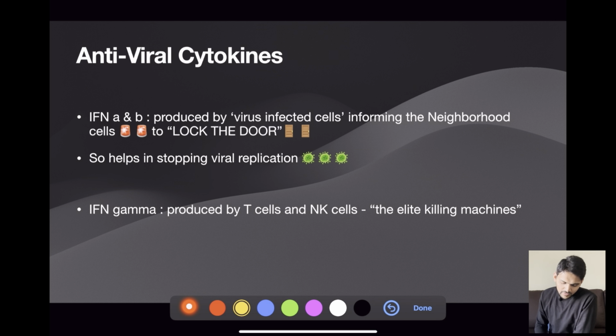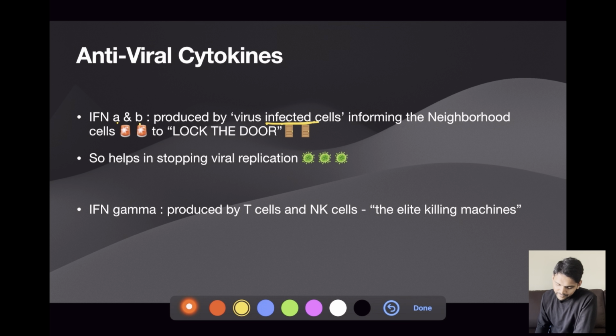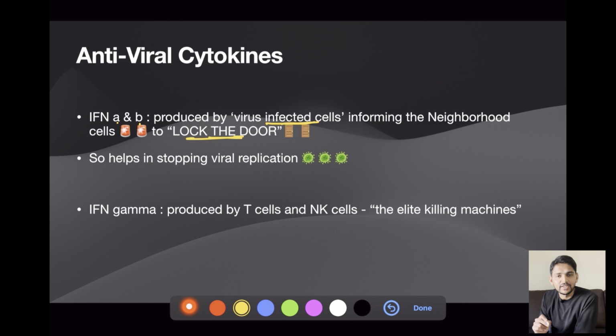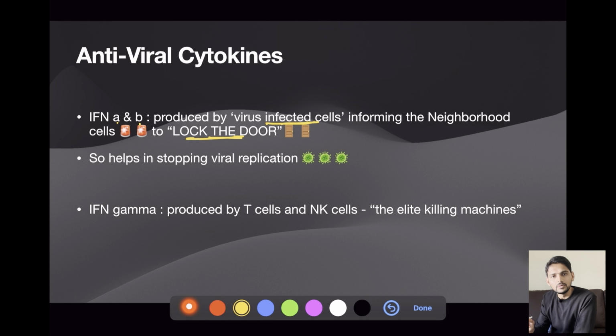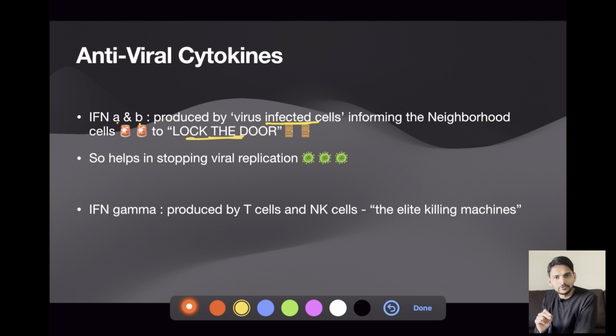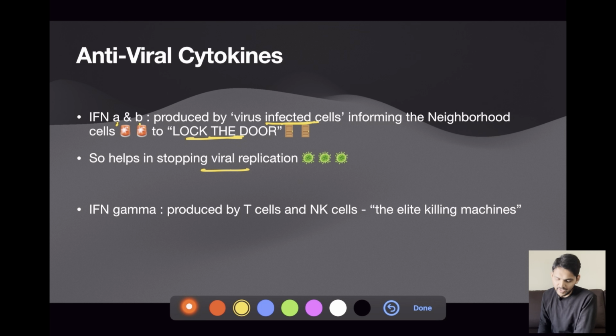Similarly, there are some antiviral cytokines, for example interferon alpha and beta. They are mainly produced by virus infected cells and they will inform the neighboring cells to lock the door. Whenever a cell is infected by a virus, it will generate some signals, that is interferon alpha and beta. These signals will go and tell the neighboring cell that there is some problem. So you be safe, just close the door so that the virus will not attack you next. This is the action of interferon alpha and beta. So overall it will help in stopping the viral replication, right?